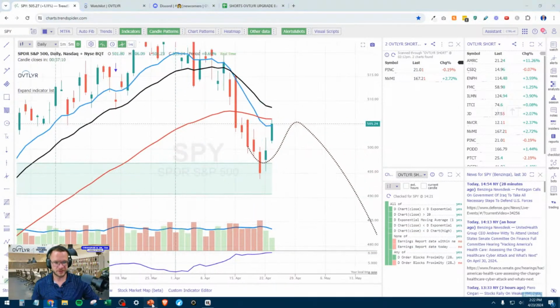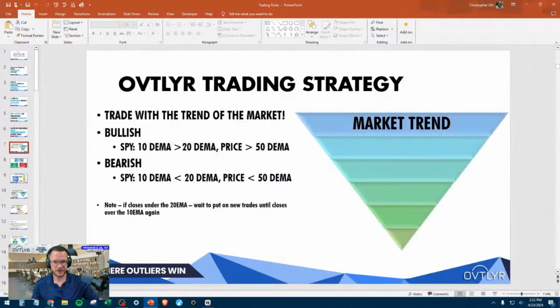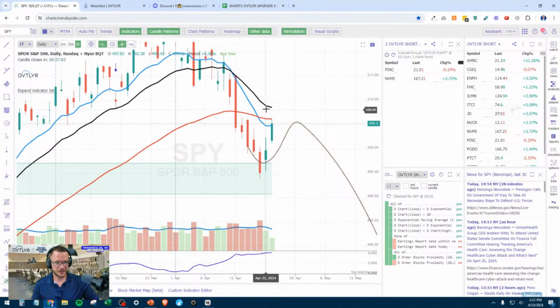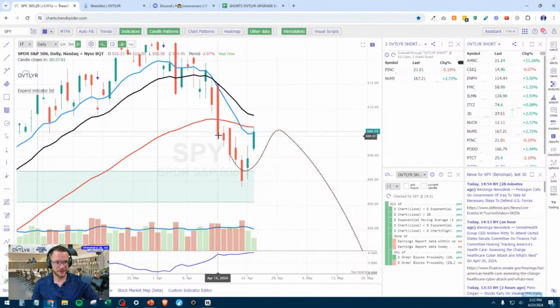So either way, let's go to this, right? I like to trade with the direction of the market. Let the market tell me which direction it's going. Right now it's going south. 10 is under the 20, price is under the 50. And look at that. Chris seems to know what he's talking about. Came right down to this order block and rocket shipped back up.